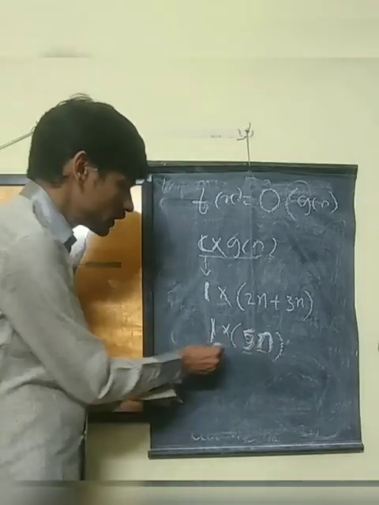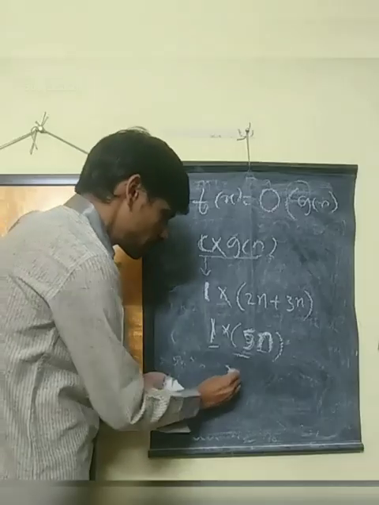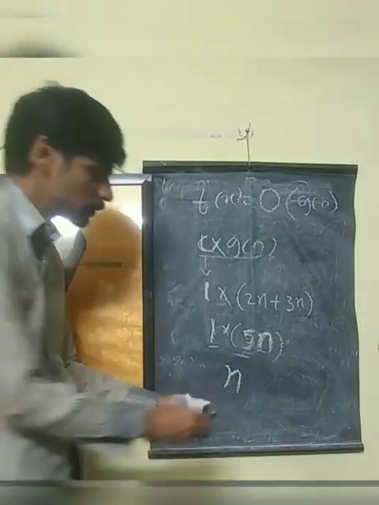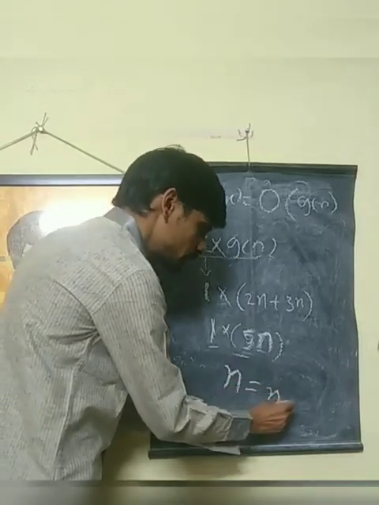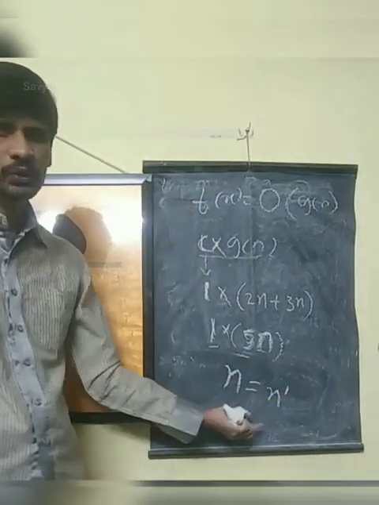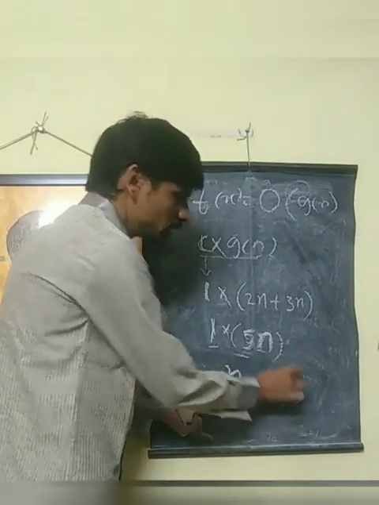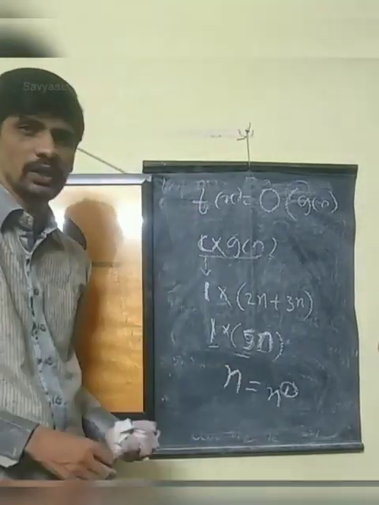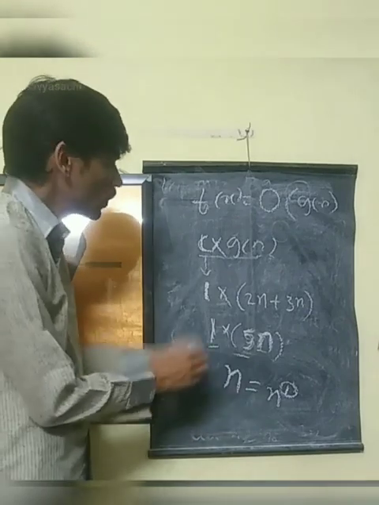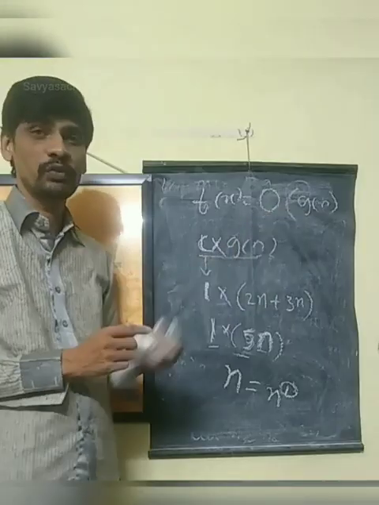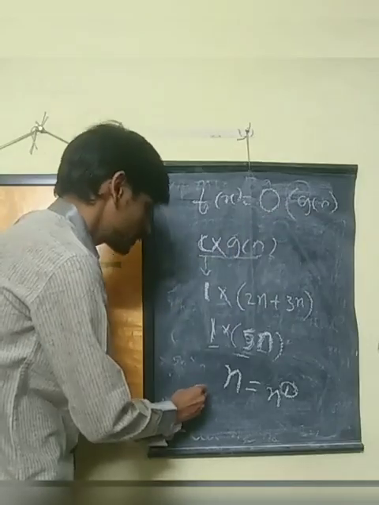So if I remove these two things, what am I left with? I am left with n. So n can be represented as n power 1, right? So I can call this n power 1. So what is my degree? The degree of this n is 1. So while writing f of x equals big O of g of n, I can write like this.